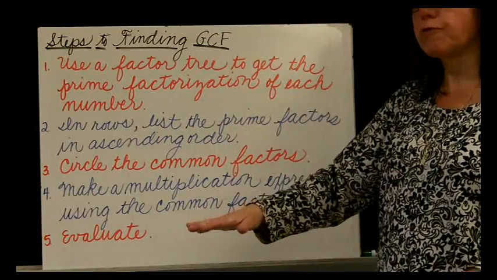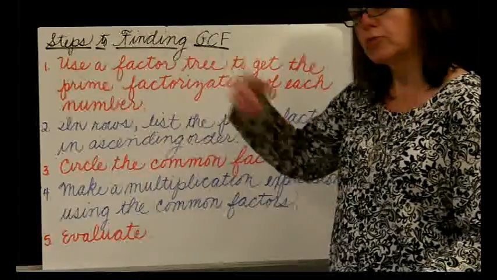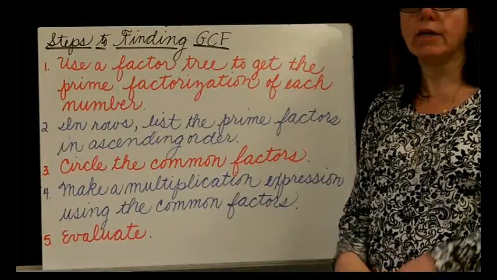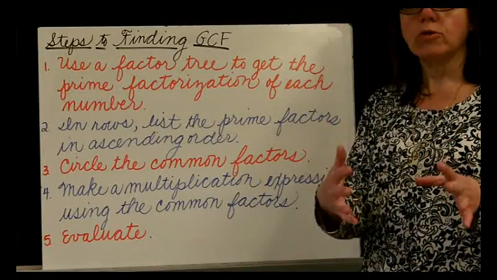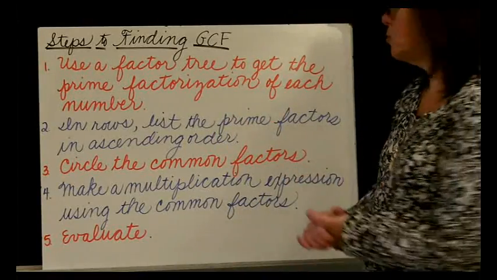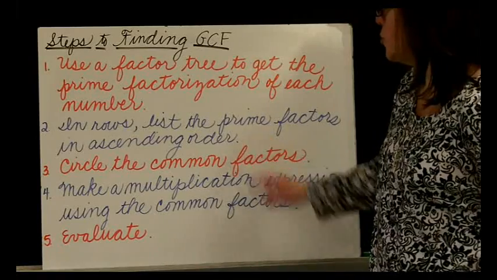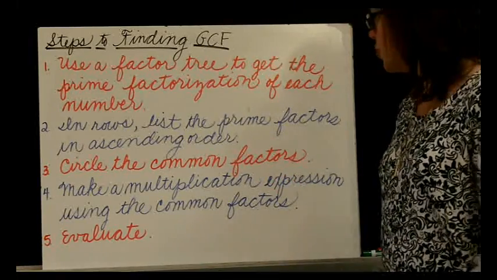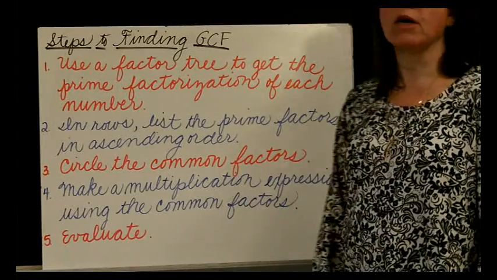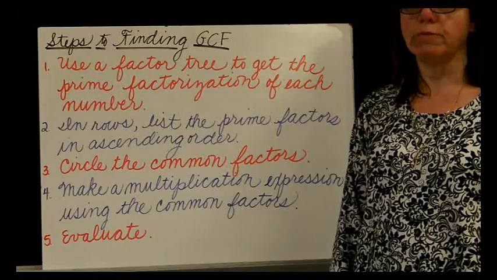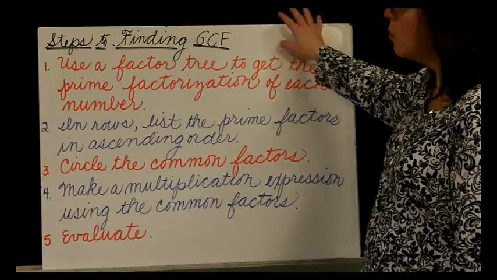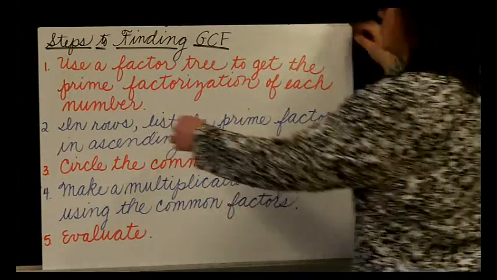After you finish your factor tree, in rows, just as we did in the other lesson, you will list the prime factors in ascending order. And again, we're going to not use exponents. So if there are 3 2's, we will keep 2 times 2 times 2. After you list your prime factors, you will circle the common factors. Then you'll make a multiplication expression using the common factors, and then we will evaluate. After you've copied these steps, we'll go on to example 1, where we will in fact follow all 5 of these steps.